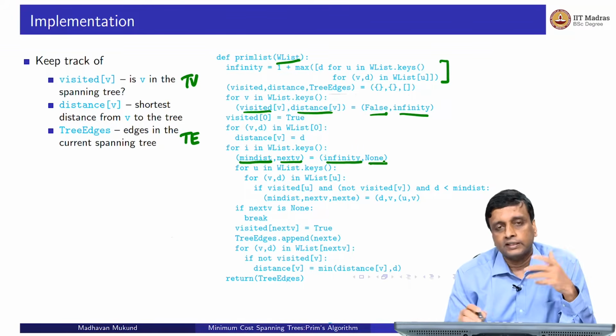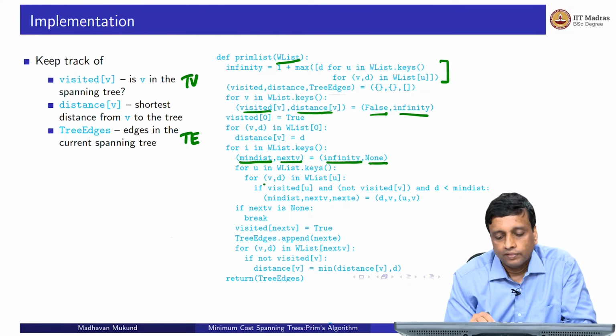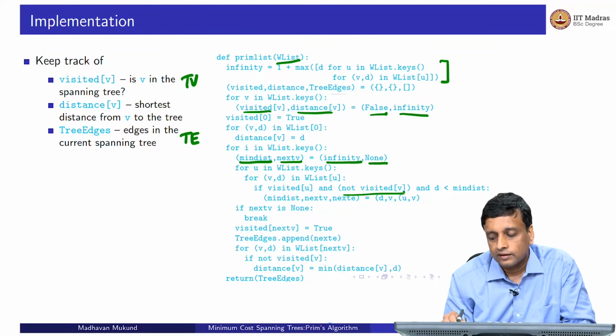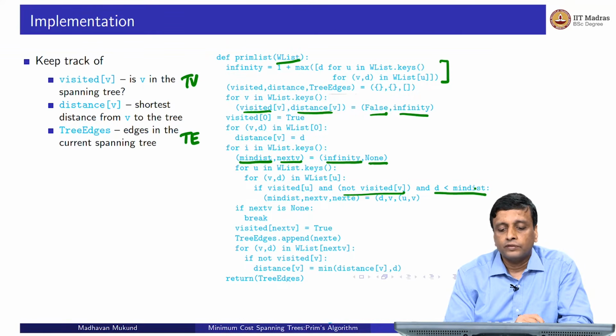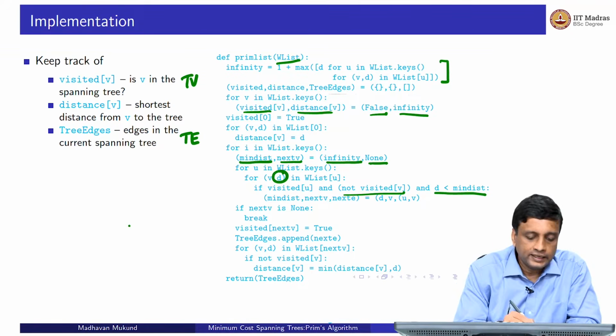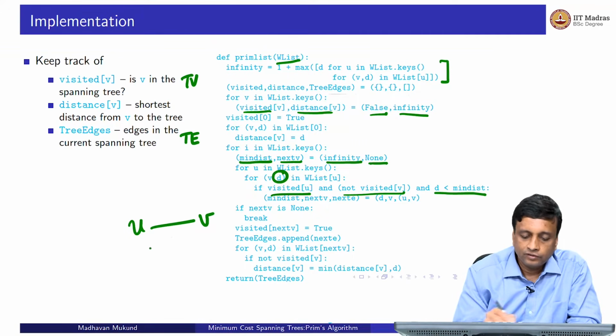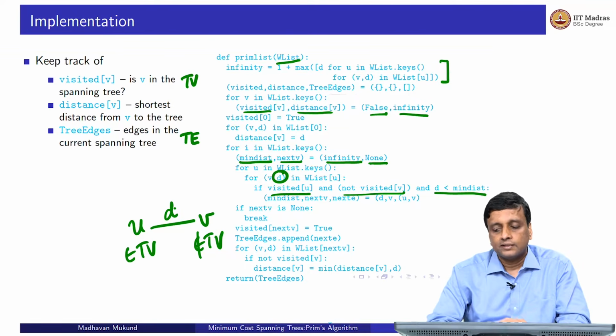And I will set the next vertex that I want to add to be none, right. So essentially I will go through all the vertices, and I will check whether it is visited, and if its minimum distance is currently smaller than the minimum distance of the... So basically I take an edge u comma v, I check that u is visited, v is not visited, and this is the distance, right, and I check whether this distance is actually smaller than the minimum distance that I am trying to calculate, and if so, I update it.